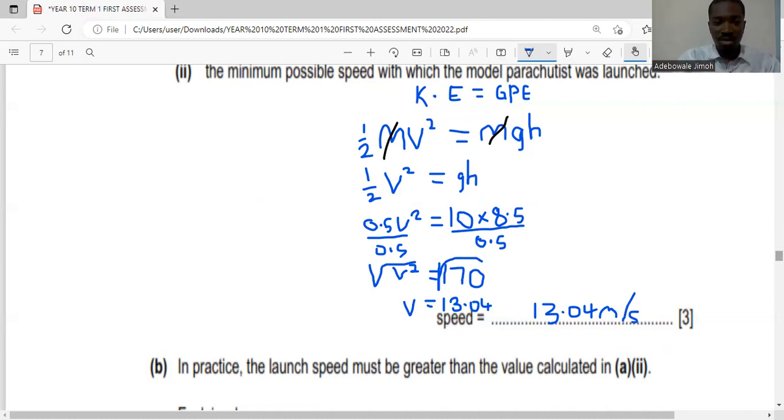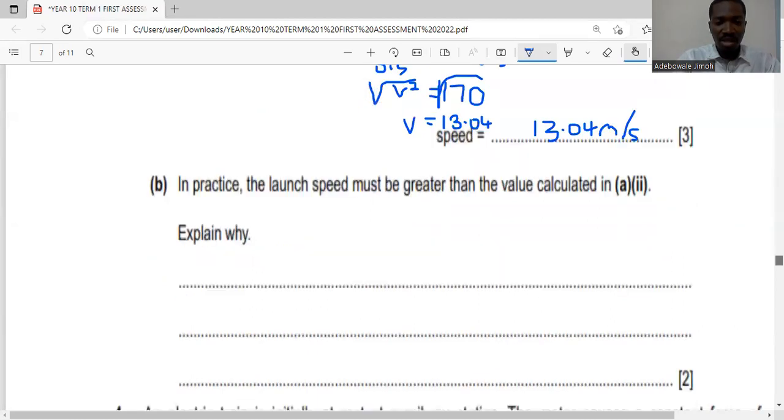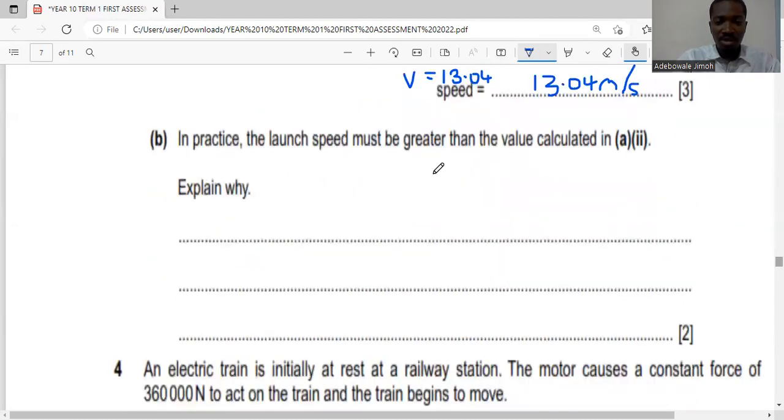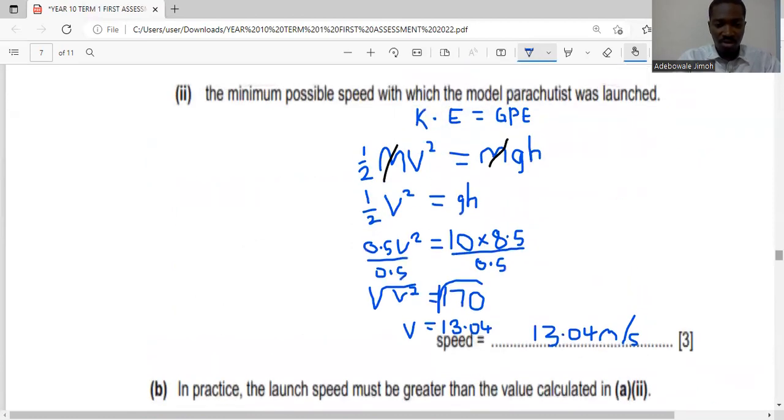The third question then says, in practice, in a real-life setting, the launch speed must be greater than the value calculated in question AII. Explain why. Do you remember very well that when I wanted to solve this question, I talked about the model parachutist being launched upwards, and then it attained a maximum height of 8.5 meters. 8.5 meters is the maximum height.